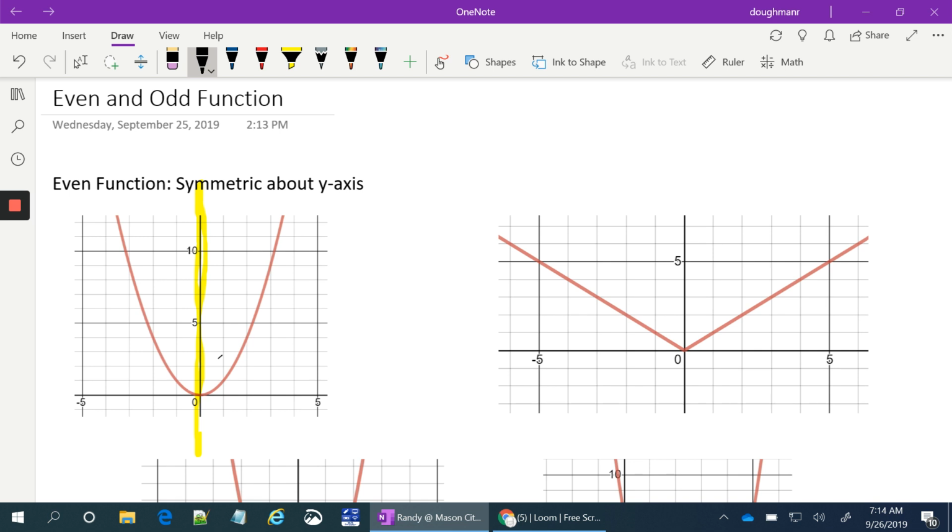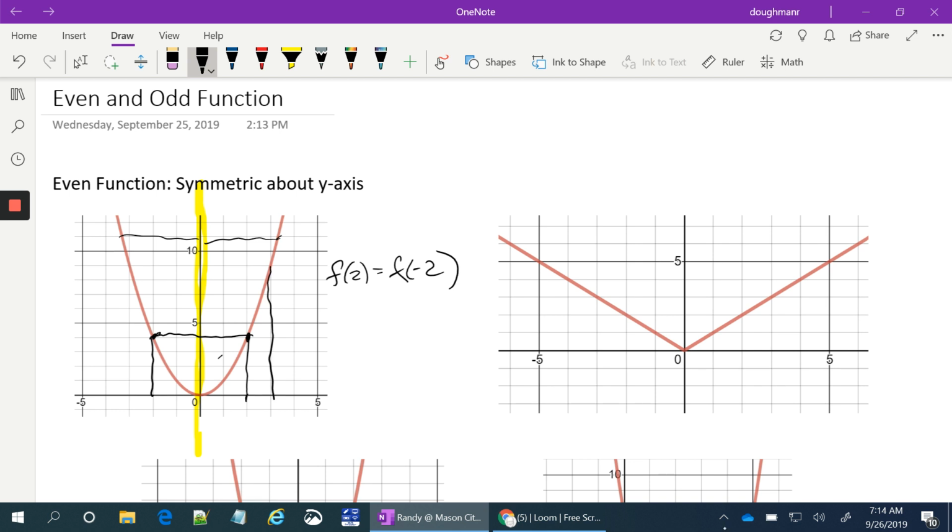So really, if you just think about placing a mirror right down the y-axis, is the graph symmetric? Are all the points equidistant on either side of the y-axis? A neat thing to notice: if I put in the number 2 and look at the output, it is the same output as when I put in -2. So the function value at 2 is equal to the function value at -2, and I think you'll find that on any of these.